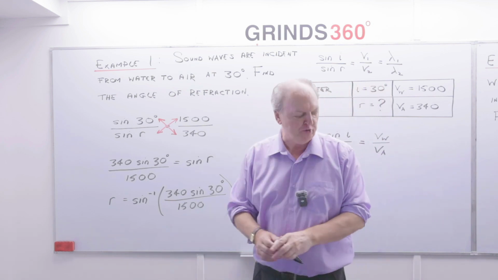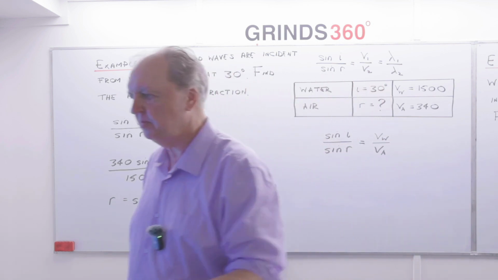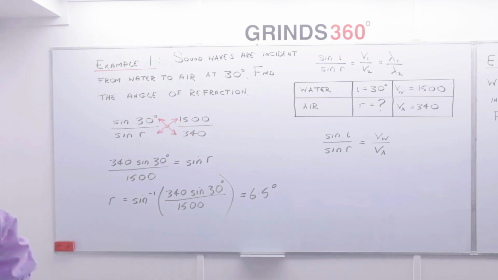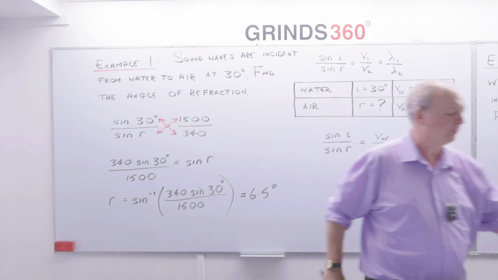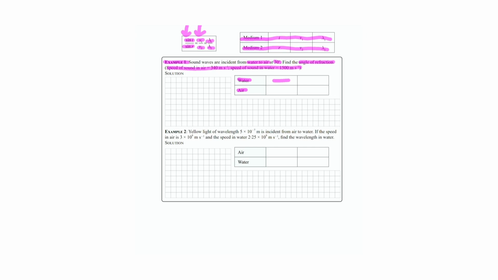Let's have a look at example 2. So in example 2, I've got a yellow light of wavelength 5 by 10 to the power of minus 7 meters. It's incident from air to water. So air goes first in your table and then water. They're going to give me the speeds of light in air and the speed of light in water. Well, actually, the speed of light is always the same. It's always 3 by 10 to the power of 8 meters per second.